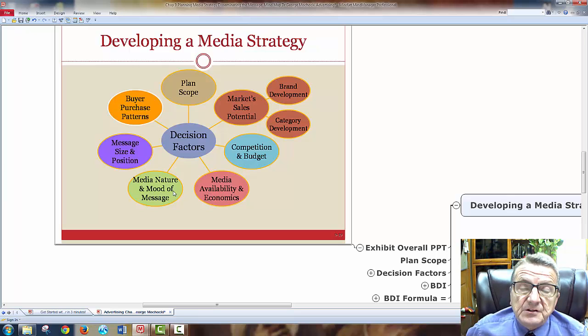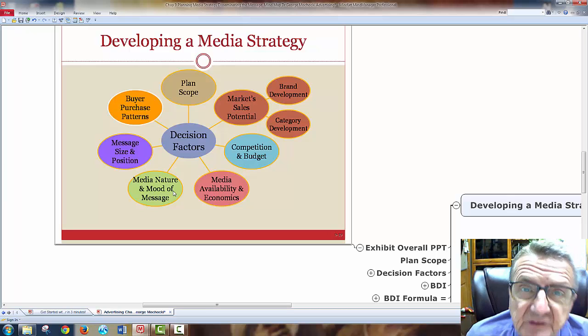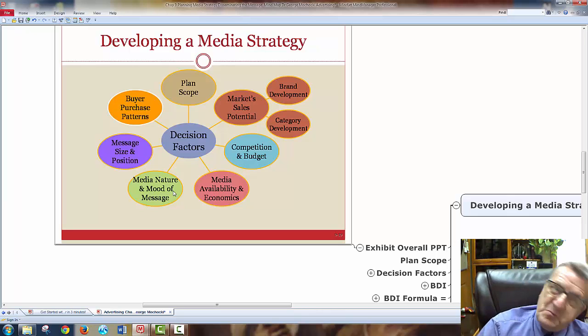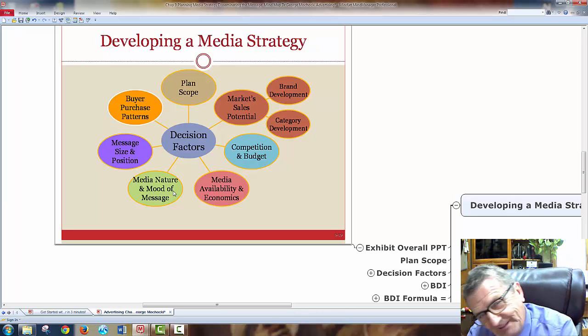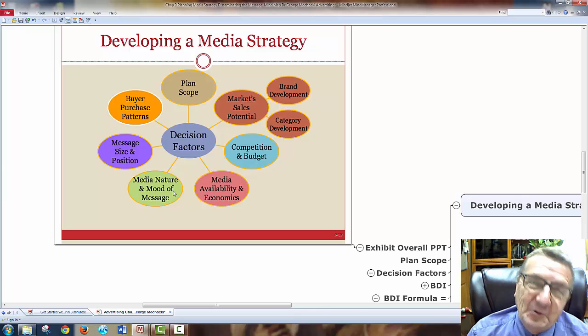Media nature, the mood of the message. Is it going to be a comedy? Is it going to be serious? Is it going to be working for the emotional? Is it to take care of a product? If I'm, for lack of better words, a funeral director, you can't be happy. Oh, your loved one passed away, and we've got a way to bring him up to heaven, or we've got alternative things for hot or cold caskets.